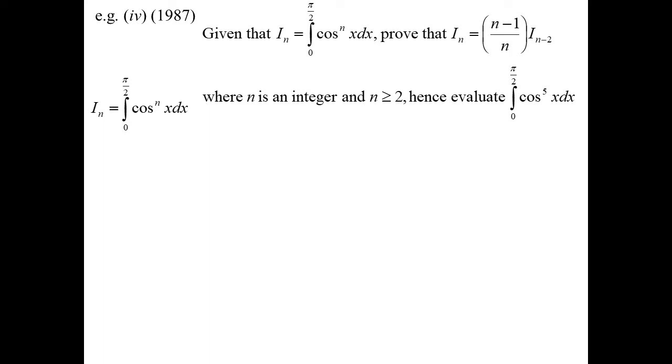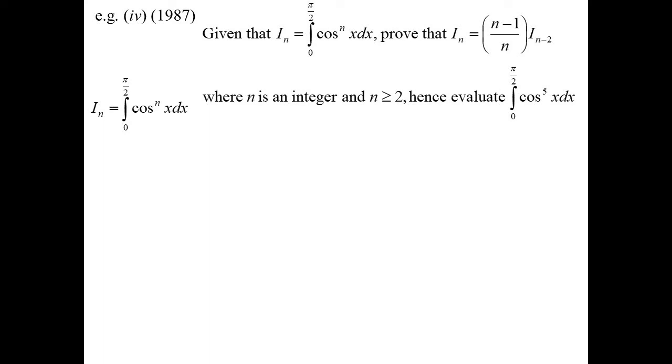Cosine, odd or even? Well, it depends on how I approach it. I don't know whether n is odd or even. In fact, sometimes it might be odd, sometimes it might be even. Now, they want us to find cos to the power of 5, which is odd. Maybe that's a hint, but I don't know if I want to gamble on that.